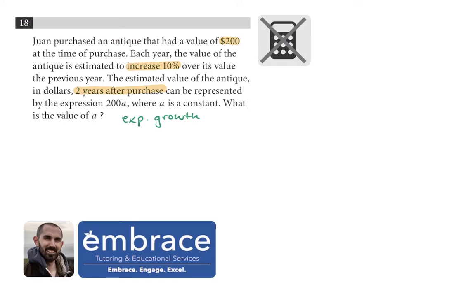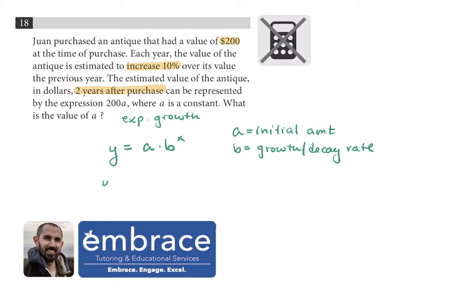So any exponential model can be written in the form y equals a times b to the x, where a is the initial amount and b is the growth or decay rate. Okay, so in this case, we know our initial value is 200 and we know our growth rate is an increase of 10%. So now most people want to put in here 0.1 to the x.